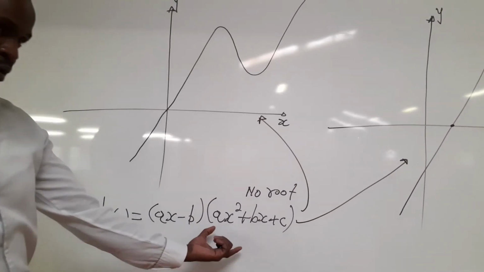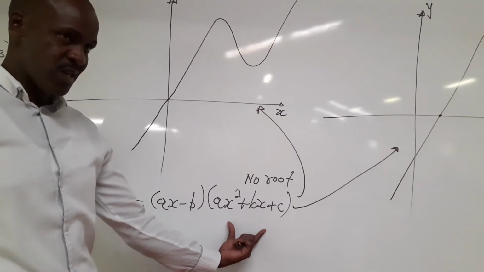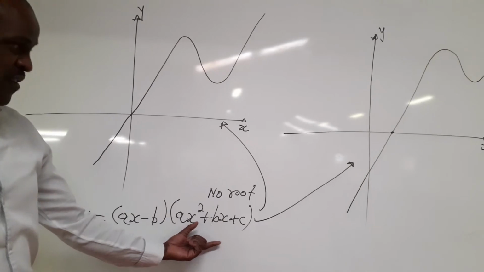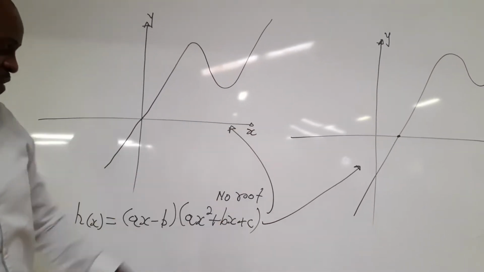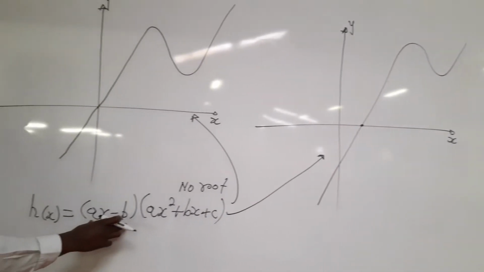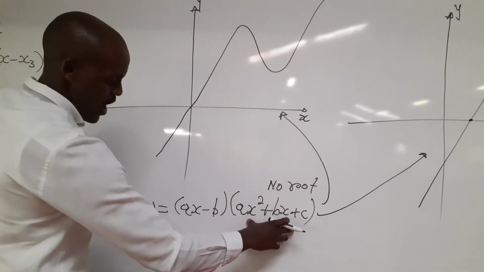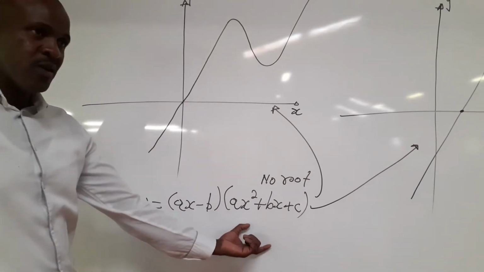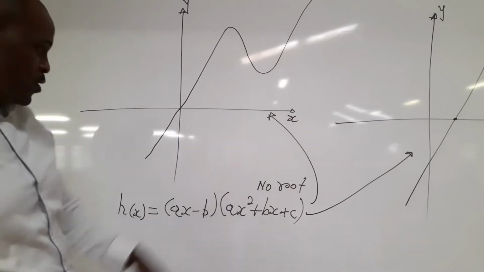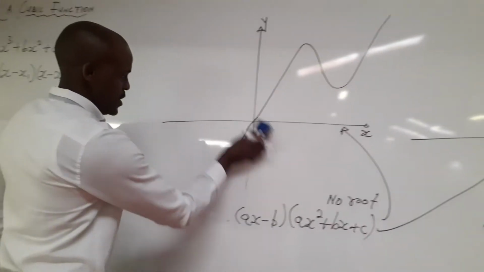Second bracket has got no roots. You can't factorize the second bracket. So your graph might be looking like one of the two. You can solve for x on the first bracket, but here you are unable to solve for x. That means your graph will be looking like that. Right.